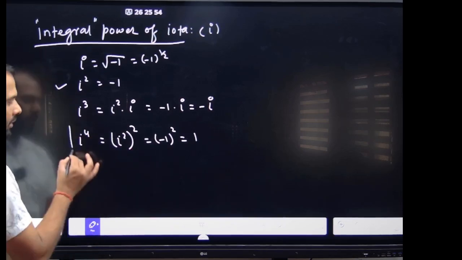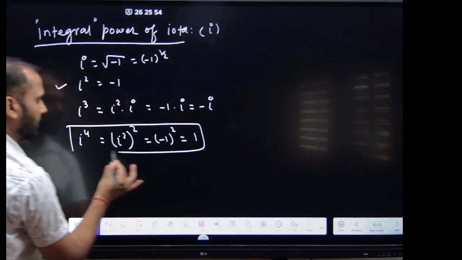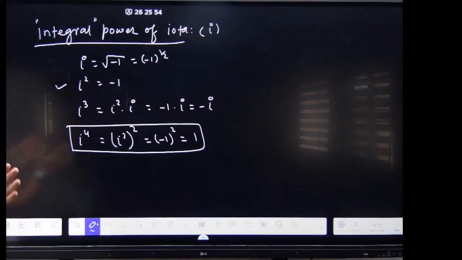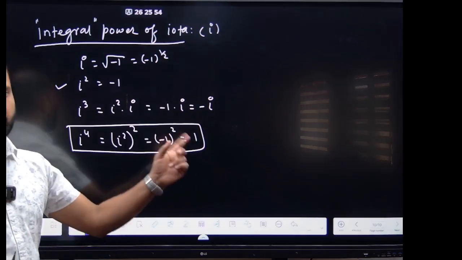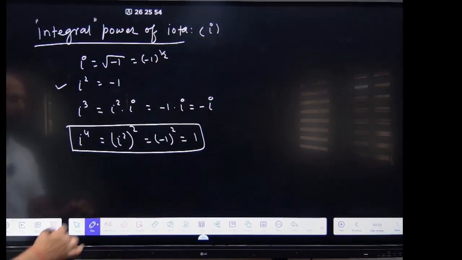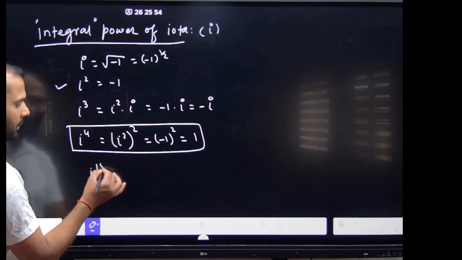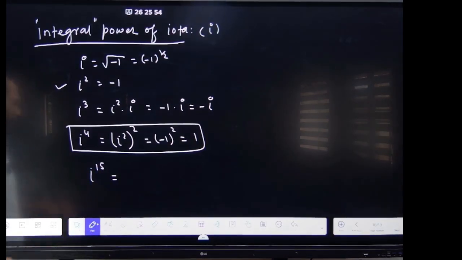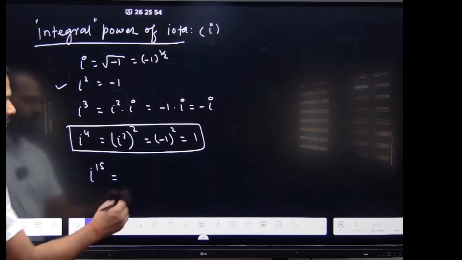So now i to the power 4 is 1, right? Keep this in mind: if a bigger power is there, I will try to make it in the form of 4, because i to the power 4 is 1 and 1 multiplied by any number will be that number itself. For example, let it be i to the power 15. Now we can't solve each power one by one, right? But we know that i to the power 4 is going to be 1. So how will I solve it then?